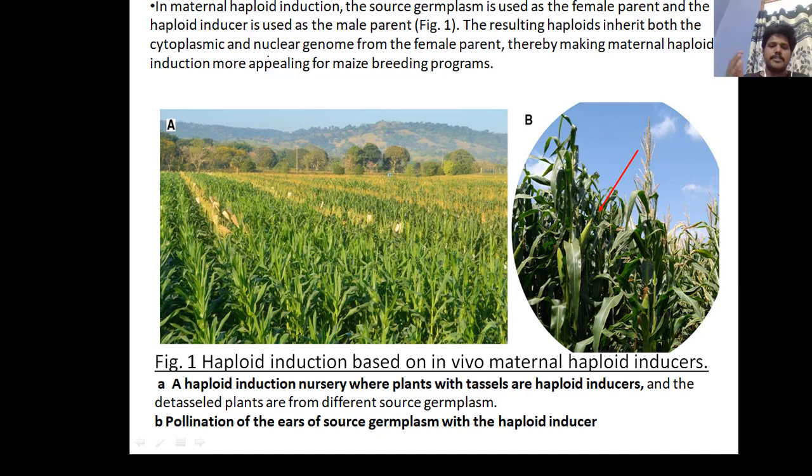The haploid induction based on in vivo maternal haploid inducers. Picture A here shows a haploid induction nursery where the plants with tassels are all haploid inducers, and the detasseled plants are from different source germplasm, and the pollination of the ears of the source germplasm with the haploid inducer is shown in the pictures.